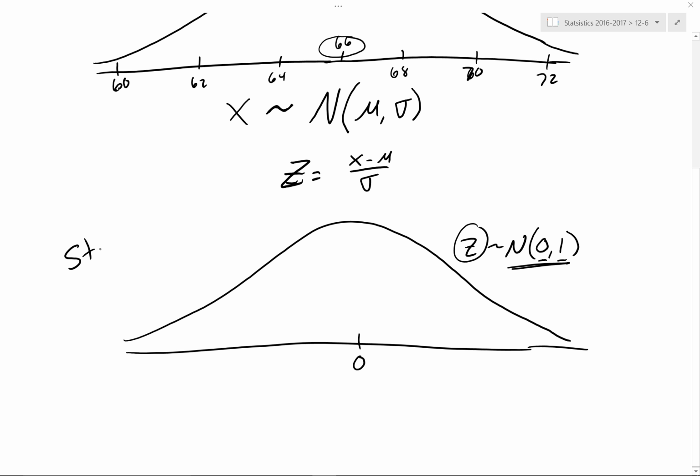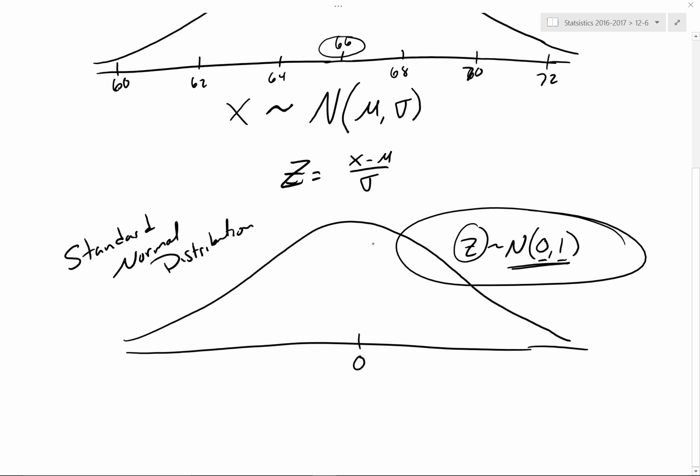So when you hear normal 0, 1, or a z, what we really are talking about is what is called a standard normal distribution. Everything we will do mathematically will revolve around the standard normal. Okay, that's just what we're going to be doing.